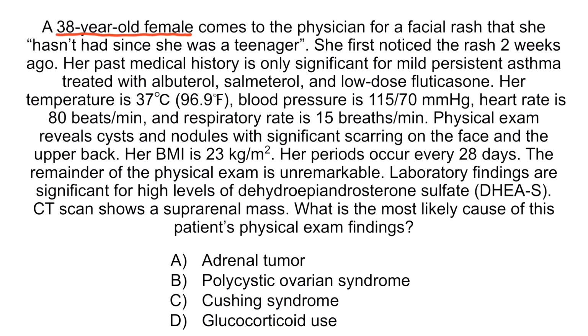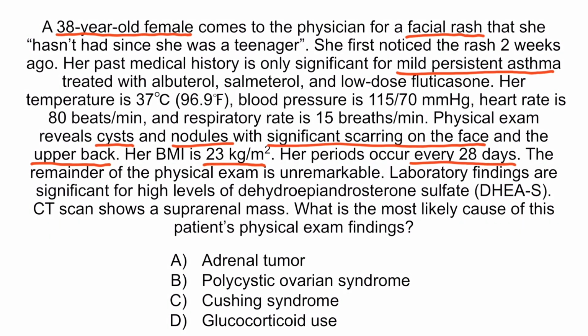A 38-year-old female comes to the physician for a facial rash that she hasn't had since she was a teenager. She first noticed the rash 2 weeks ago. Her past medical history is only significant for mild persistent asthma treated with albuterol, salmeterol, and low-dose fluticasone. Her temperature is 37 degrees Celsius, blood pressure is 115/70, heart rate is 80 beats per minute, and respiratory rate is 15 breaths per minute. Physical exam reveals cysts and nodules with significant scarring on the face and the upper back. Her BMI is 23. Her periods occur every 28 days. The remainder of the physical exam is unremarkable.